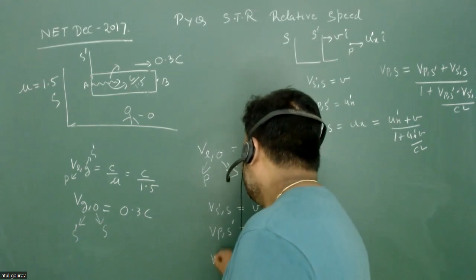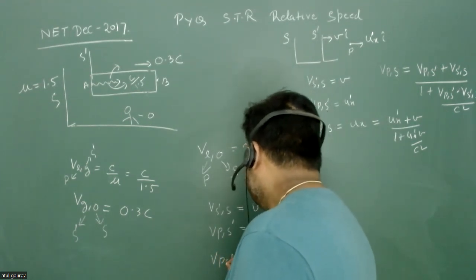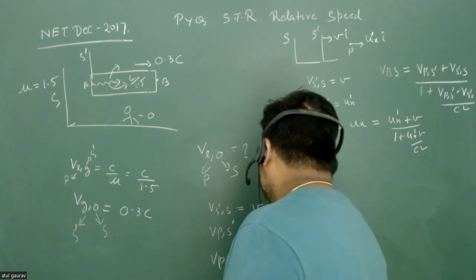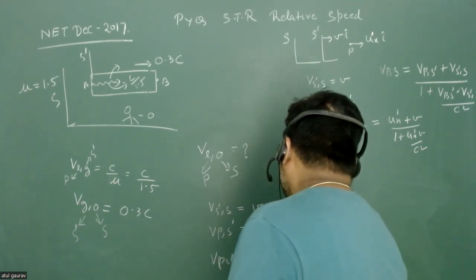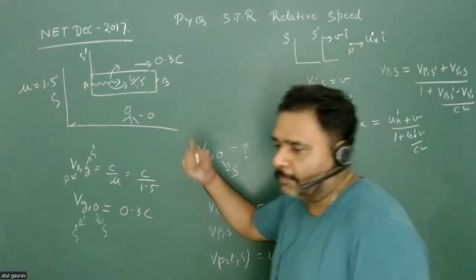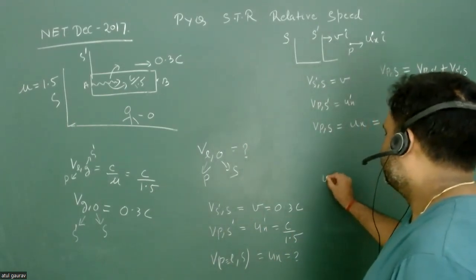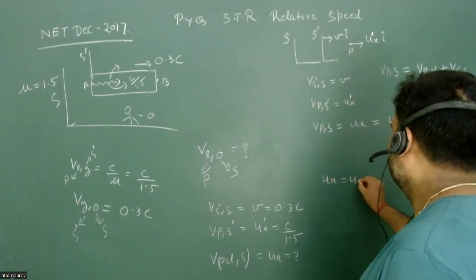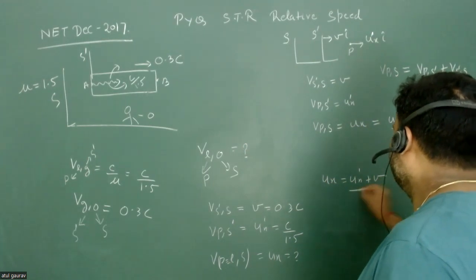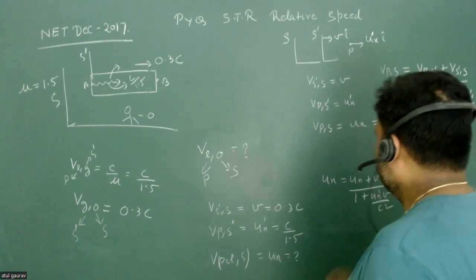And we have to calculate velocity of particle, which is actually light, with respect to S, that is your ux. Again, we just reframe this whole problem into this form, and we can easily calculate ux is equal to (ux dash plus v) upon (1 plus ux dash v upon c square).